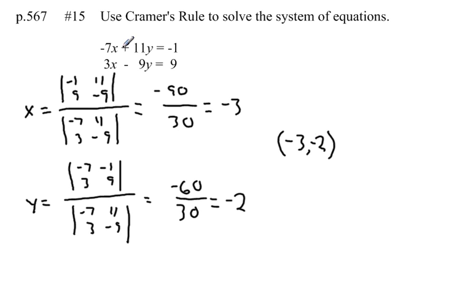And I can check this by plugging in my x and y into these equations. Negative 7 times negative 3 is 21. Minus 22 is negative 1. Plugging x and y in here, negative 9 minus negative 18, so it's negative 9 plus 18, that equals 9. So negative 3, negative 2, that's the x and y value. That will make both of these equations true.